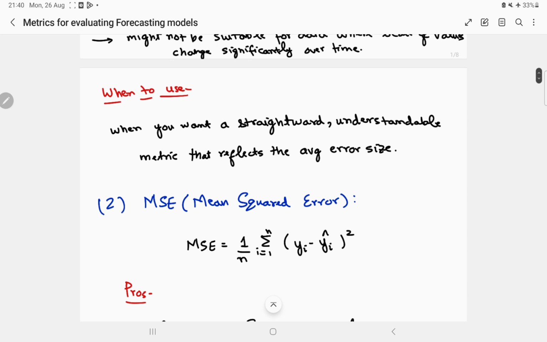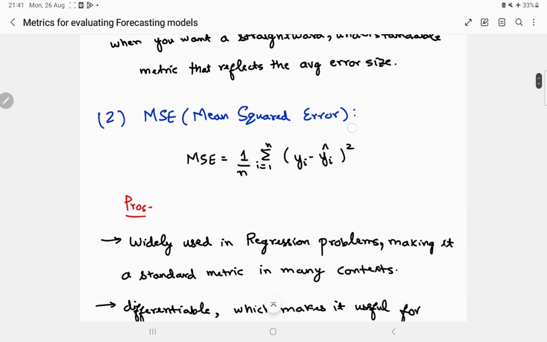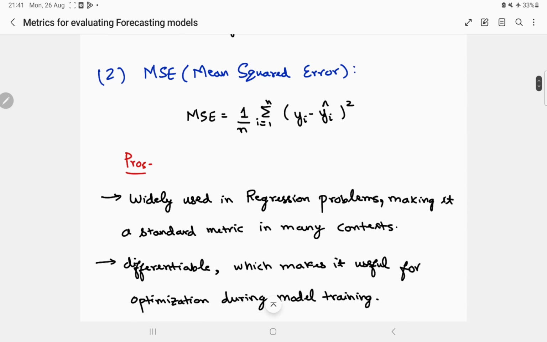And when is it best to use MAE? When you want a straightforward, understandable metric that reflects the average error size, it's best to use MAE in such scenarios. Let's talk about the second one, that is MSE, or mean squared error.